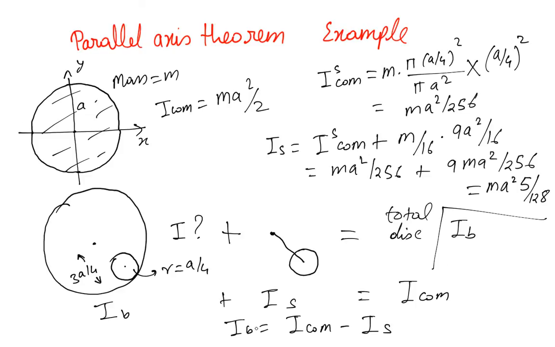And so IB, B means bigger disk, will be ma squared 123 over 128. I hope I haven't made any mistake, but if I have, please check the calculation. But the idea is simple. This is the idea which we are going to use.